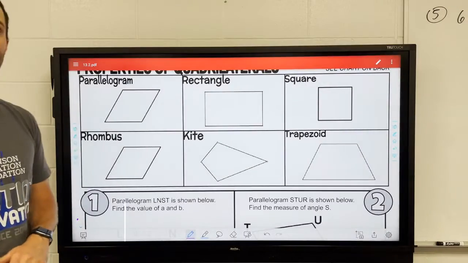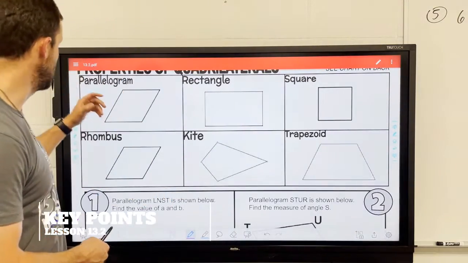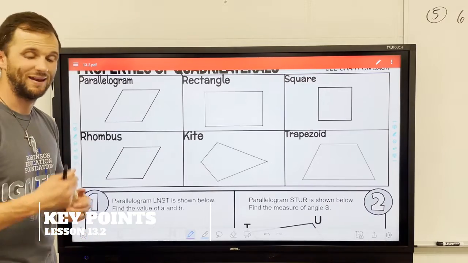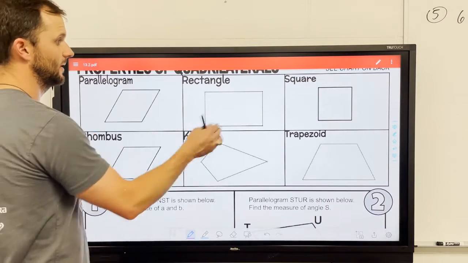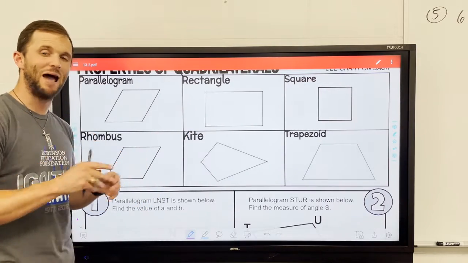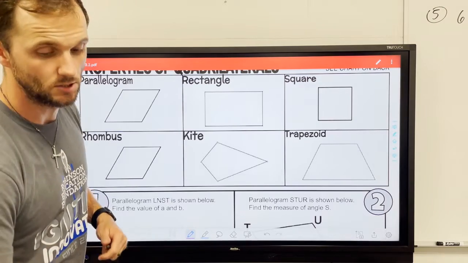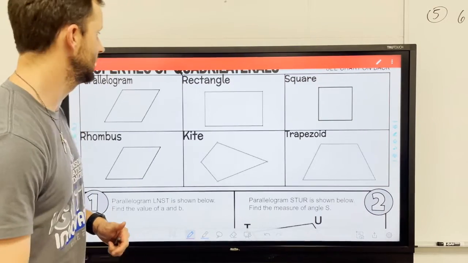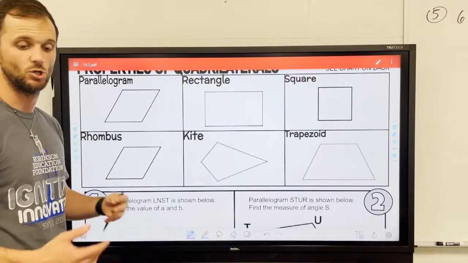The first thing we're going to look at is a parallelogram. Just to let you know, everything that I'm going to talk about, if you look on the back side of your notes, there is a chart that is going to help you remember all of this stuff as you go along.